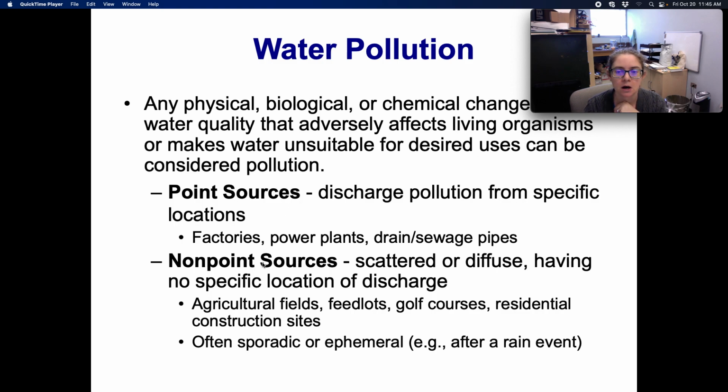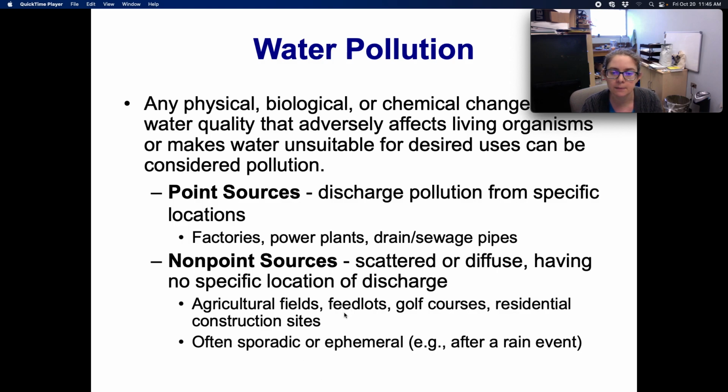Non-point sources are scattered or diffuse. They have no specific location. They're from lots of different places. So like agricultural fields, there might be fertilizer on lots of them. If that's where the pollution is coming from in our water, then it's a non-point source. Whereas if it was coming from a pipe out of a wastewater treatment plant, that would be a point source.